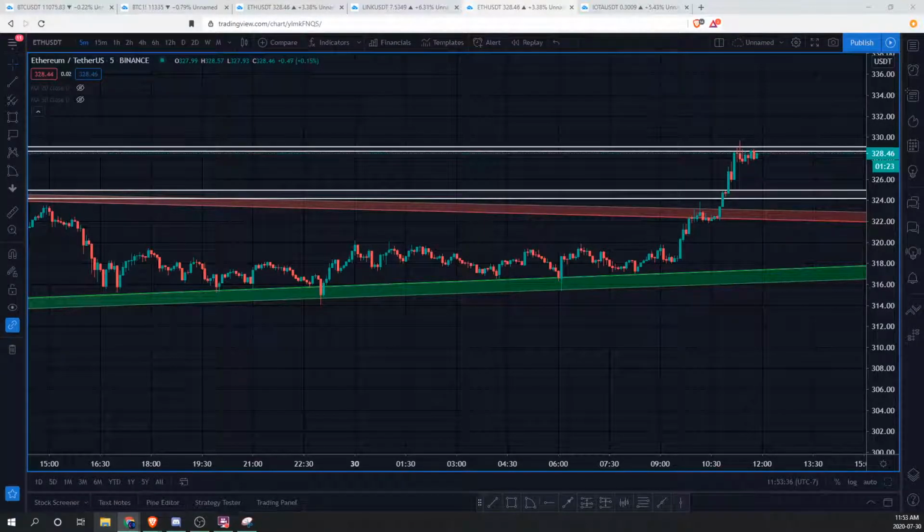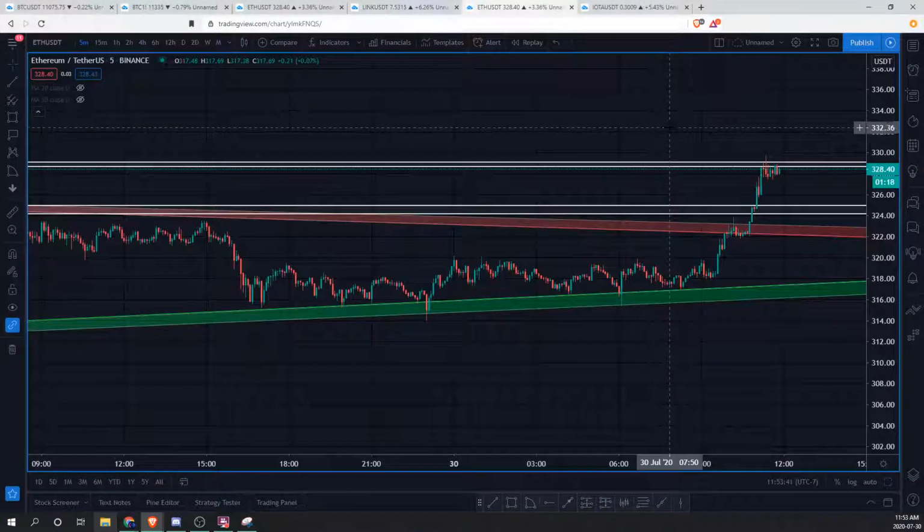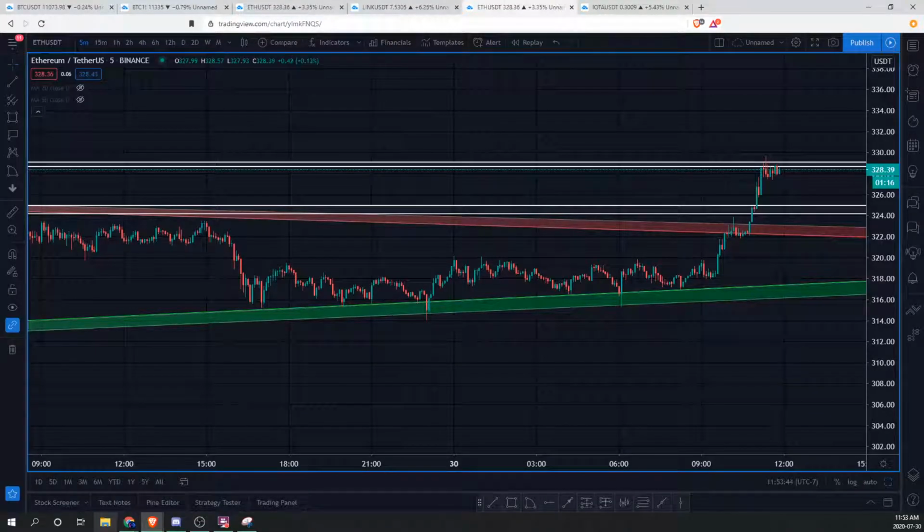I'm slowly setting up an order here for Ethereum, completely live, but let me tell you, Ethereum looks bullish. I'll just say that.